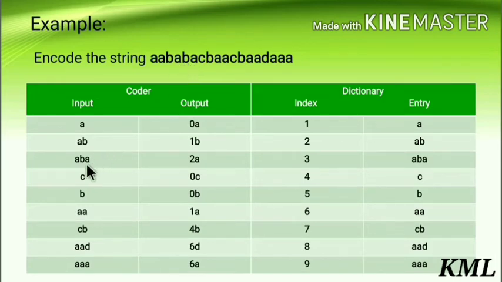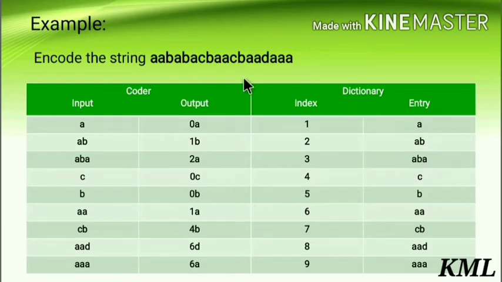So take this in the input column. Now what you have to do? Index of whatever precedes the last letter. So here AB precedes the last letter. Here the last letter is A. So you have to write the index of AB. What is the index of AB? 2. So write that 2 and this A following it. Next, increment the index and write this in this entry column as it is.